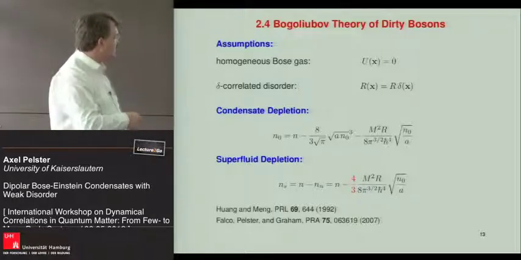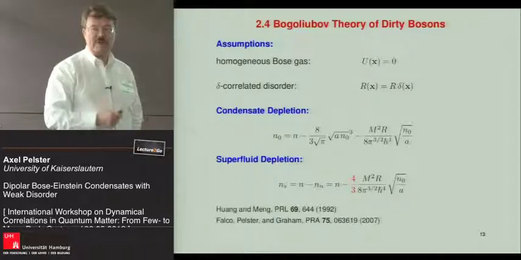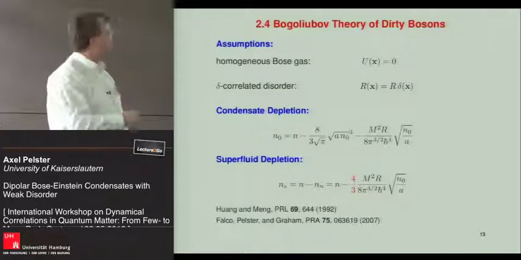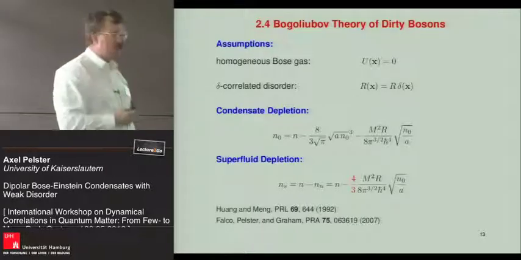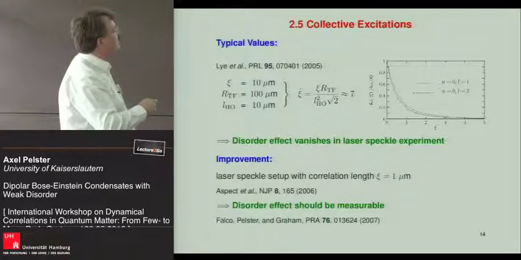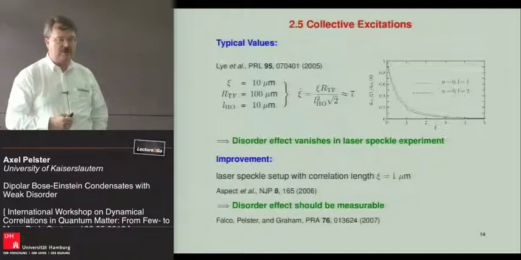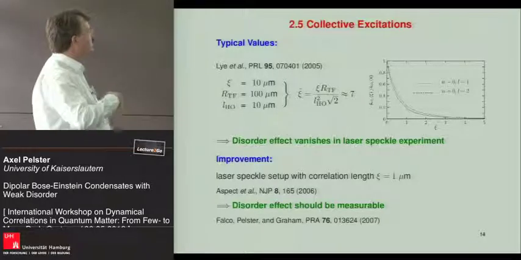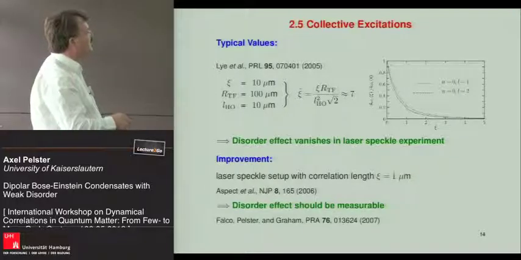Now the question is, although this Bogoliubov theory of dirty bosons is now 20 years old, there has been no experiment to verify or falsify the theory. So we asked ourselves, what could be a good experimentally detectable quantity for this? And we came up with the idea to look for the collective excitation. So we went through again this Bogoliubov theory of dirty bosons, looked for a general correlation, looked for the influence of the harmonic trap, and the result qualitatively is the following.